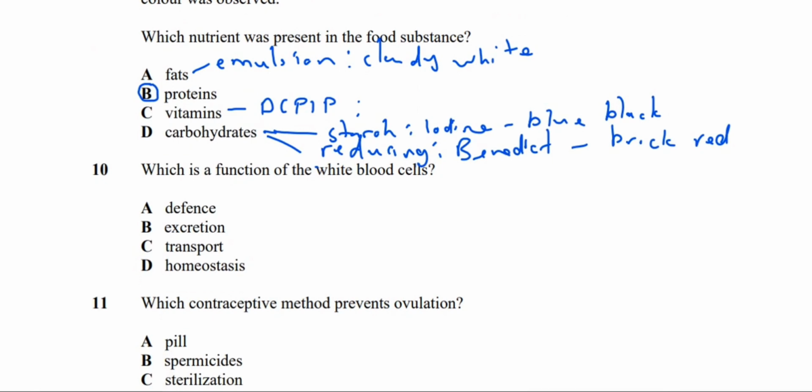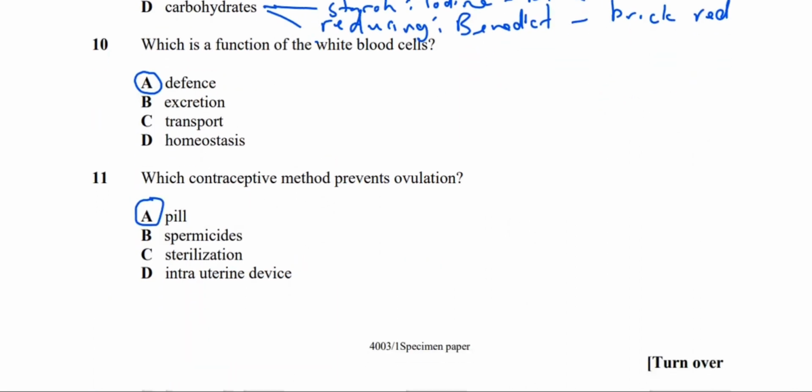Which is a function of the white blood cells? This one obviously is defense, because they protect our bodies from invading pathogens. Which contraceptive method prevents ovulation? Automatically it is the pill.